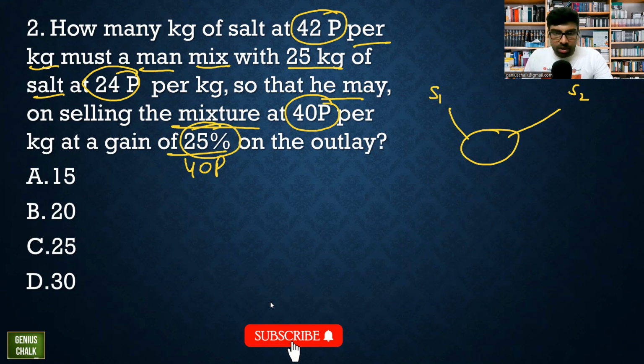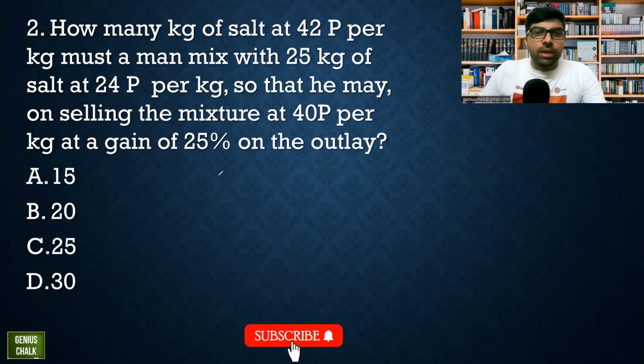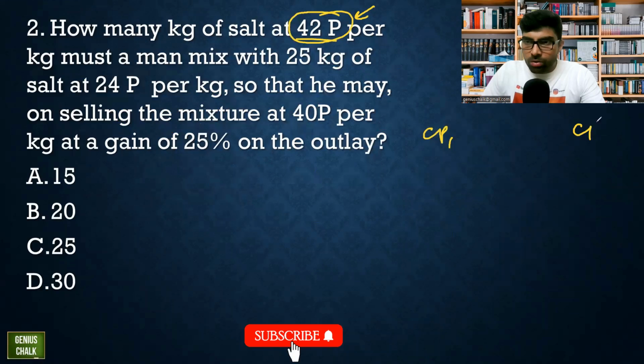The first concept is this question will be solved faster by using the alligation method. We know that I have taught this in the complete chapter of alligation. You can see the playlist in Genius Shock, and you can find the lectures. I have discussed the same question there, maybe with a different value, but the concept is the same. So first 42 paisa per kg. So this is cost price number 1, cost price number 2.